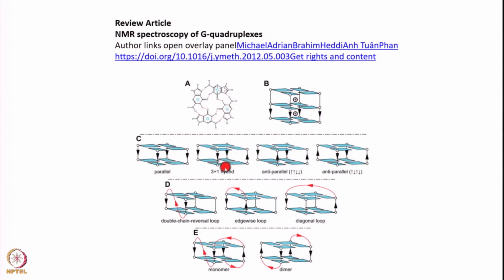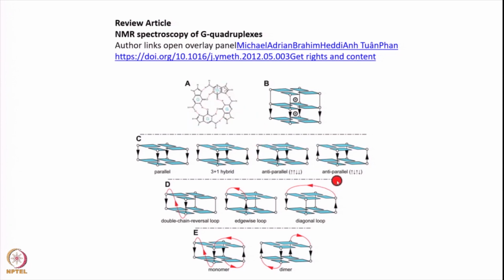The strands need not always run parallel. Here the strands are running parallel, but here you see there is a 3+1 hybrid. So 3 strands are going in one direction and 1 strand is going in the other direction. And here you have anti-parallel, 2 strands in one direction, this and this are in one direction, this and this are in another direction. And even so the G tetrad can be formed, but depending upon the orientation, the glycosidic torsion angle will adjust itself. Sometimes it can go from anti to syn to bring this guanine into position to be able to form this sort of hydrogen bonding scheme.